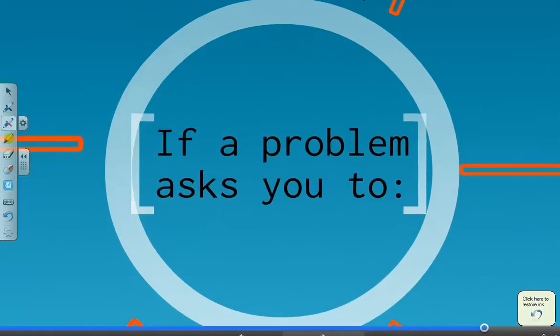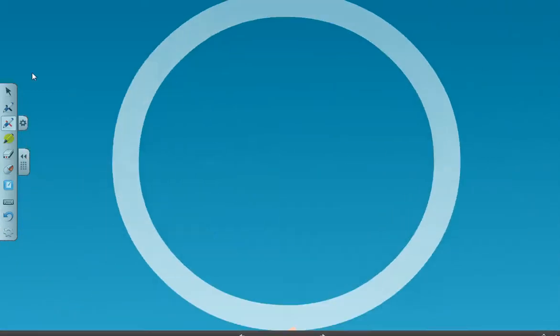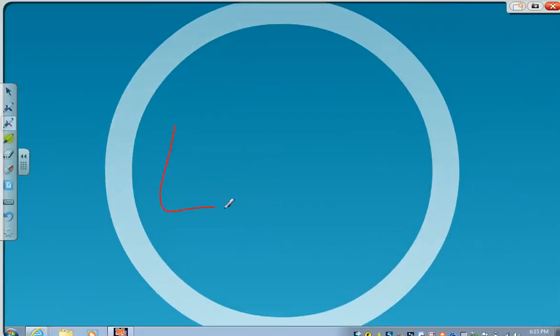And what if the problem asks you to buy or get multiple things? Okay. Notice that word multiple there. They're getting larger groups of things. They're moving forward, packaging large groups. You want to see how many you need to buy so that you have the same amount kind of thing. And that also is LCM.